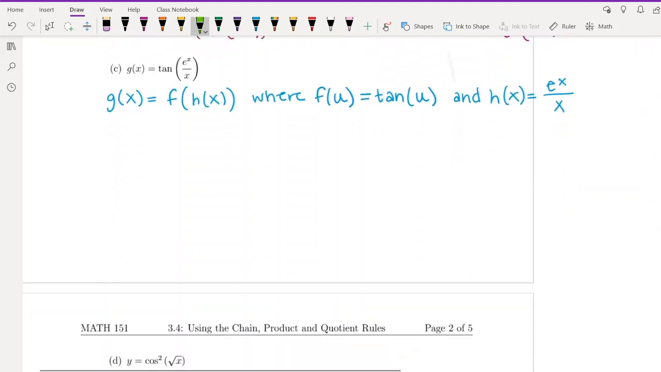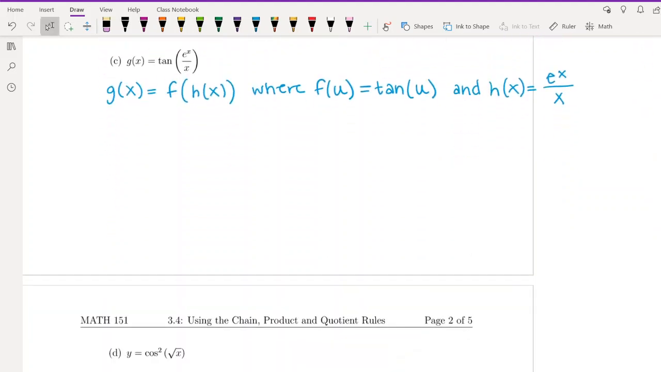Okay, so let's look at this example. This one, as we mentioned, is a composite function on the outside, right? Because this is a composite function, that's what tells us that we want to start by using the chain rule. Okay, so how does the chain rule work?